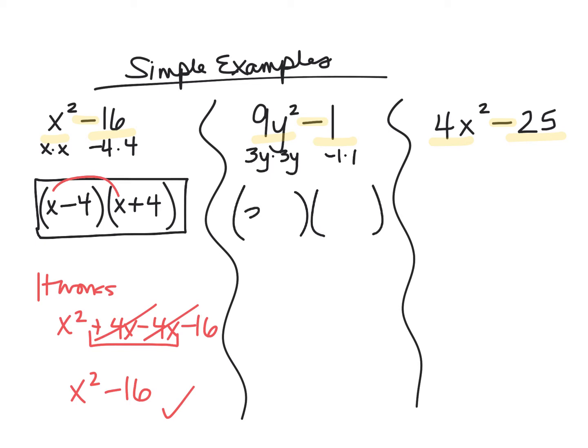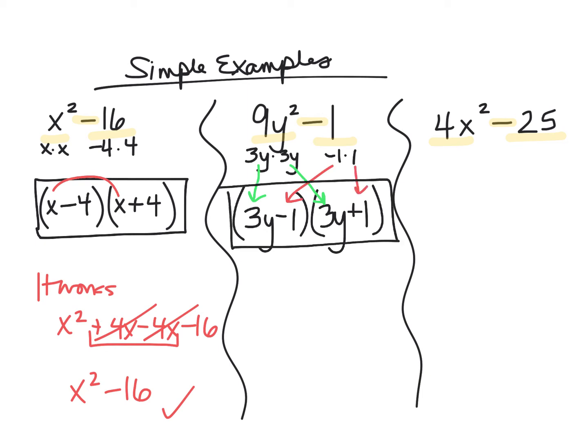So if I set my two factors up, that's going to give me 3y minus 1, and 3y plus 1. If you are a visual person and you need to see where those two things are going, the 3y's are both going to the front spot, and then I pull one of each of these 1's to go to the other part of the factor.